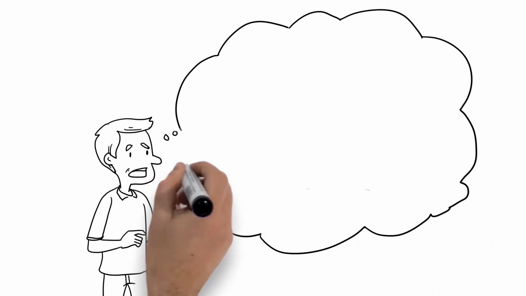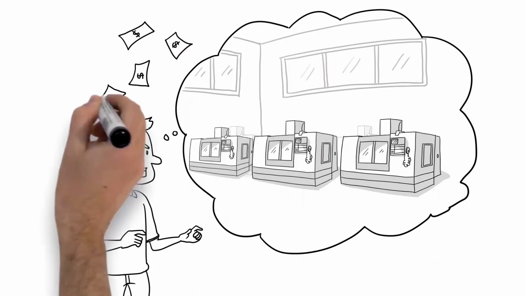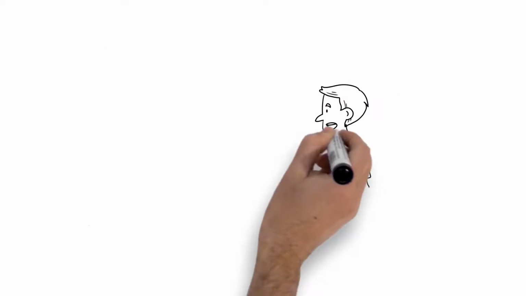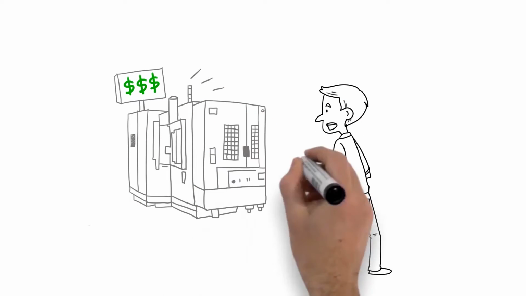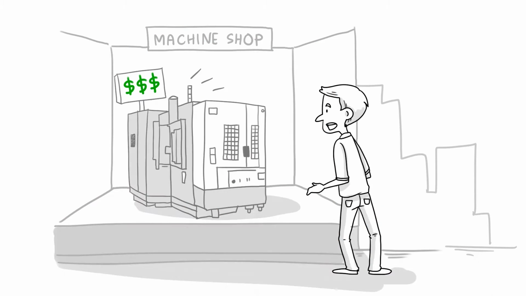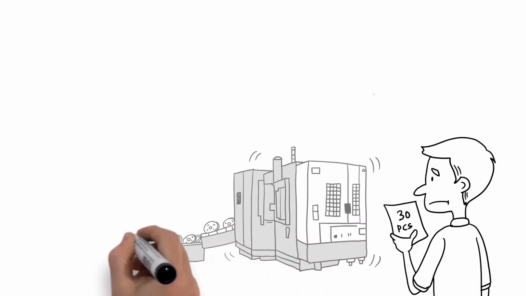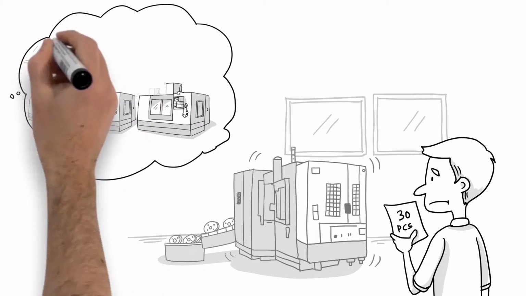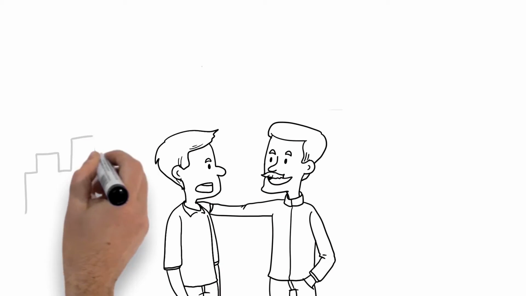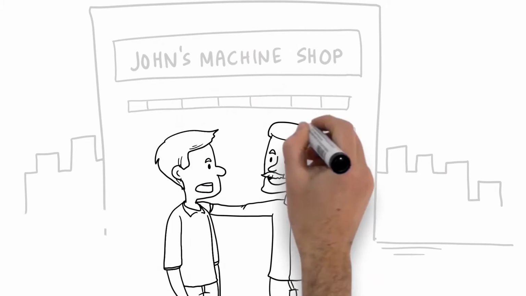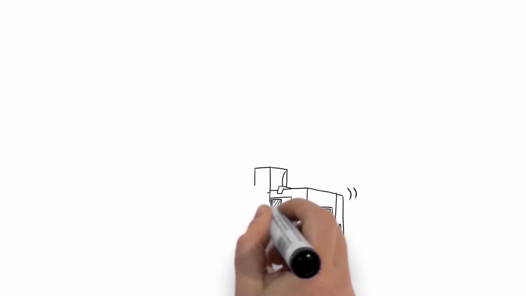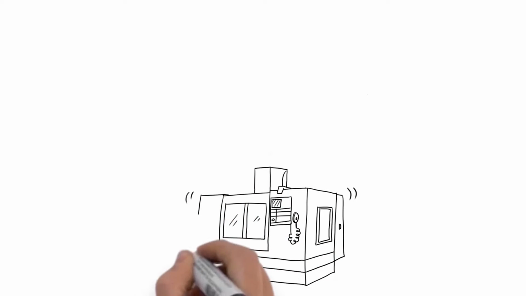John can choose to purchase additional standard CNC machines, or he can purchase a new HSM, high-speed machine. Both options are very expensive, as well as risky investments. John was beginning to stress until his friend Dan, a machinist, stopped by. After hearing about John's dilemma, Dan told him there was a better solution.